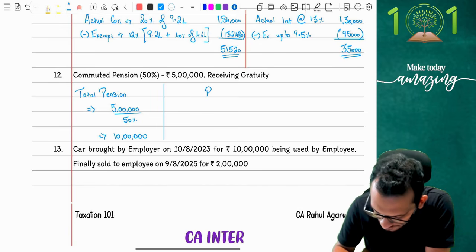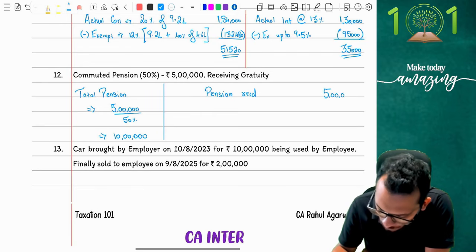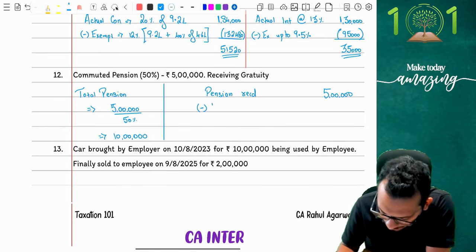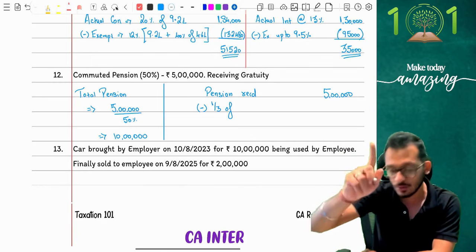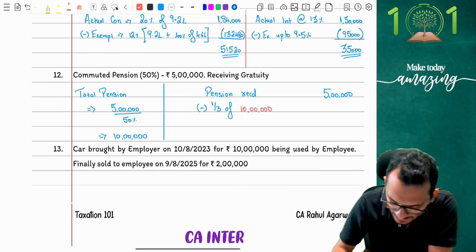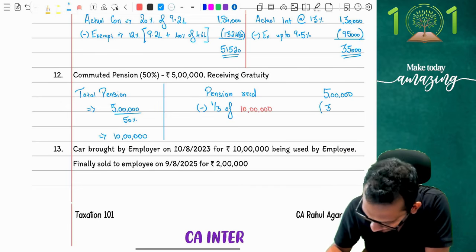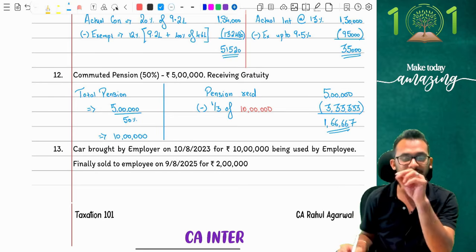I will ask a simple question. How much pension did you receive? I will say, very simple, Rahul, I received 5 lakh rupees. Now you will come and say, let's exempt 1/3 of the total pension, not the 5 lakhs, the total pension. So I'm going to exempt 1/3 of 10 lakh rupees, giving me an exempt amount of 3,33,333, which means my taxable amount is going to be 1,66,667.